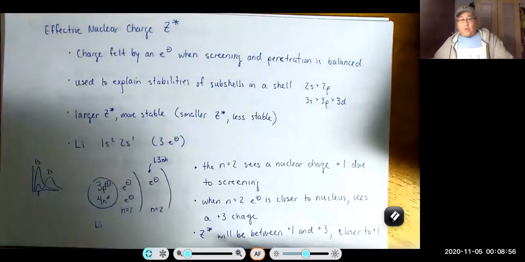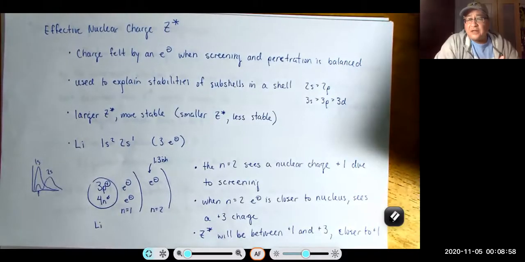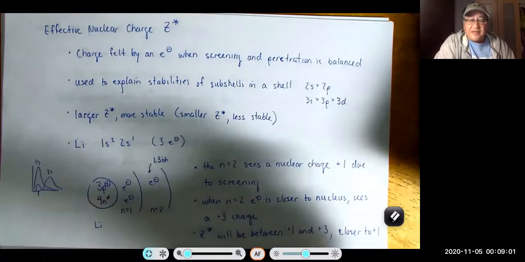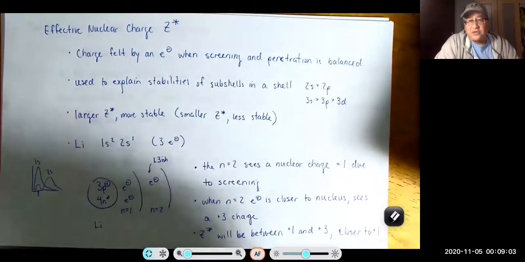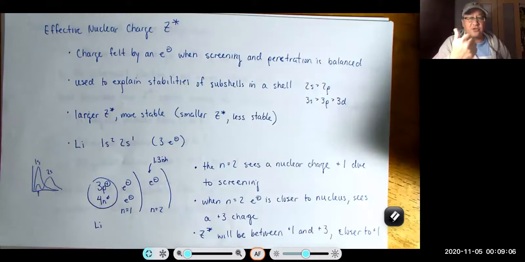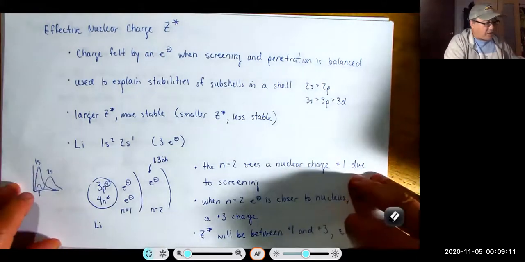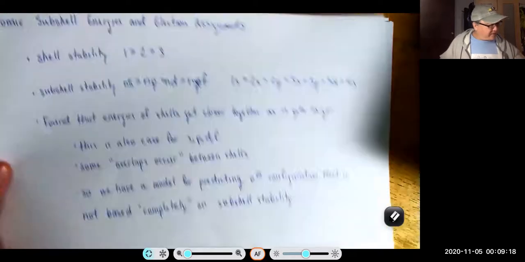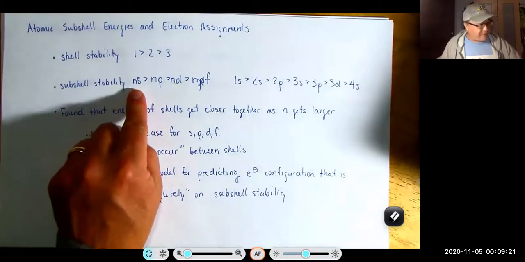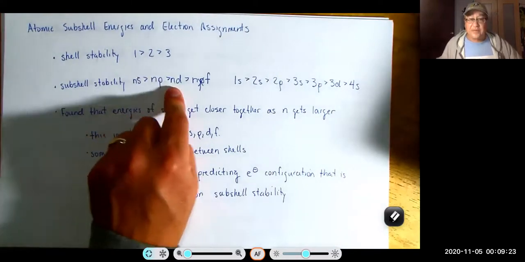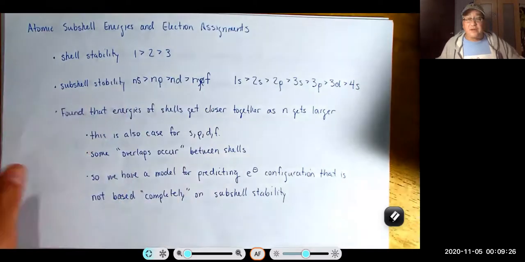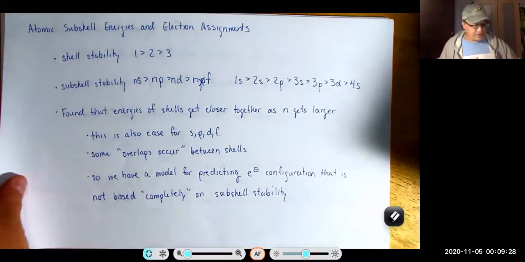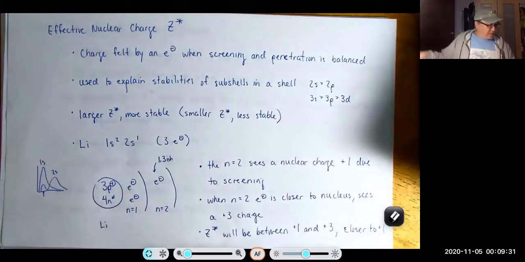So if you want to know, why are the subshell energies different? The answer is because of effective nuclear charge, which is brought about from two factors, screening and penetration. Okay, so that's why when we go back to the notes and I say that a 4s is more stable than a 4p, is more stable than a 4d, is more stable than a 4f, that's the reason why we have those differences: effective nuclear charge.